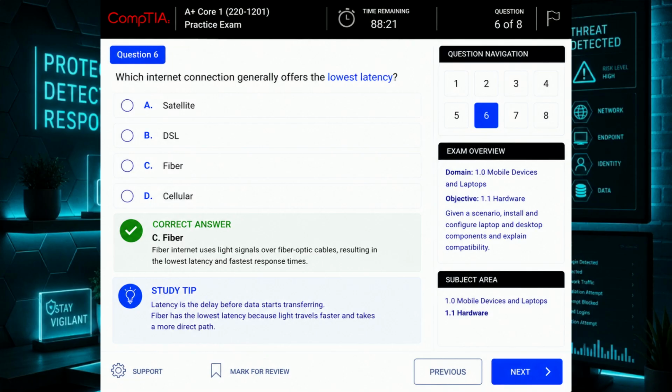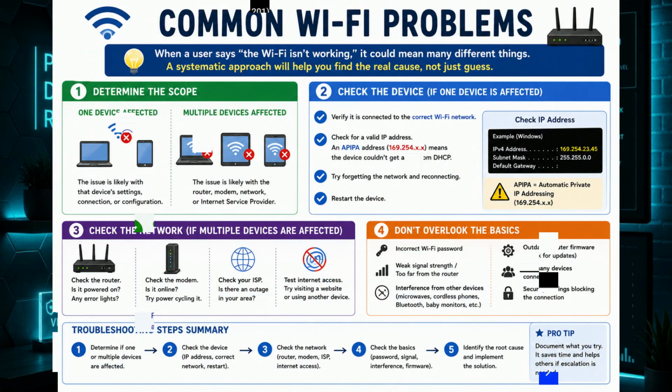Now moving on to common Wi-Fi problems. As an IT technician, you'll be called because the Wi-Fi isn't working. That could mean many different things. Start by determining whether the issue affects just one device or multiple devices. If only one device has the problem, check whether it's connected to the correct network and has a valid IP address. Remember, an APIPA address is one that starts with 169.254, which indicates that the device couldn't obtain an IP address from the DHCP server.